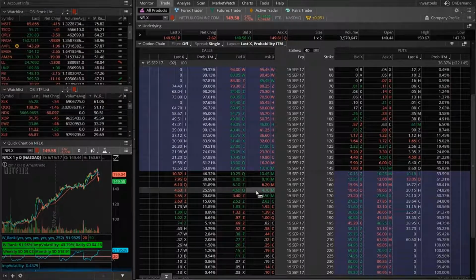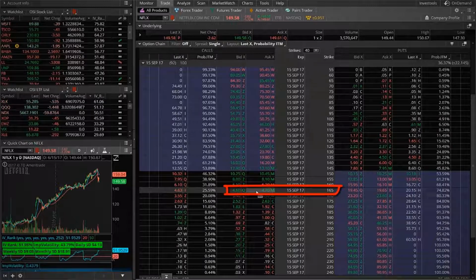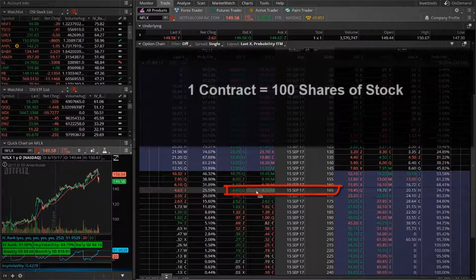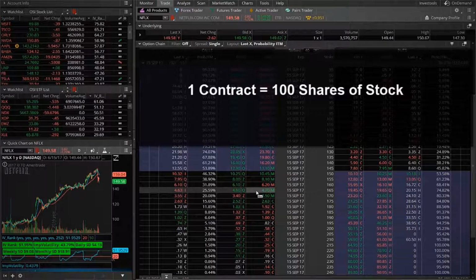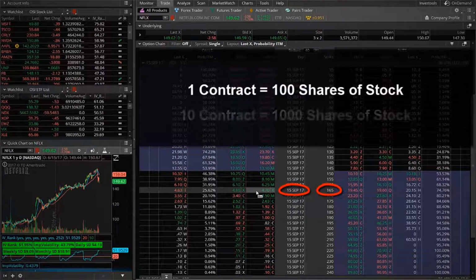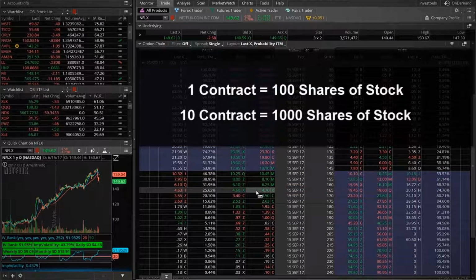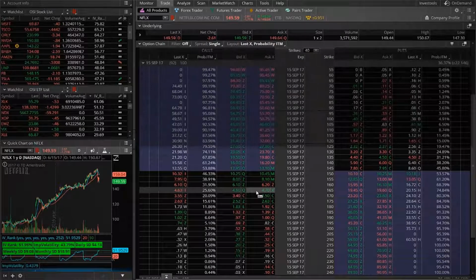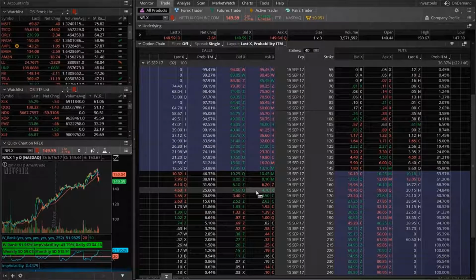Let's discuss what would happen if we wanted to buy one of these call option contracts. First, we should understand that one option contract controls 100 shares of stock. So if we buy one of these option contracts, we will be allowed to buy 100 shares of stock at a price of $165 up until the date of September 15, 2017. And if we bought 10 contracts, we would be able to buy 1,000 shares at a price of $165 up until that date. For now, let's just stick with the strategy of buying one Netflix September 165 call option contract.